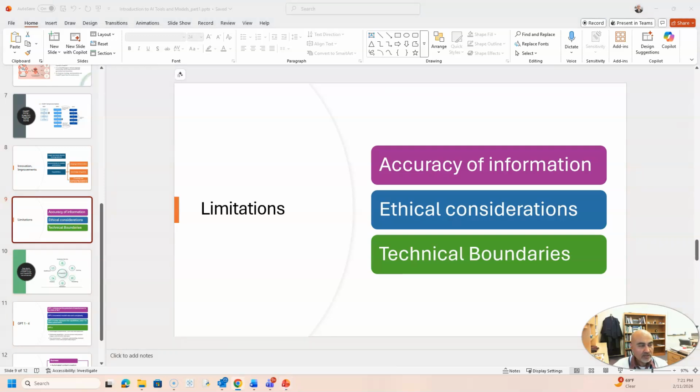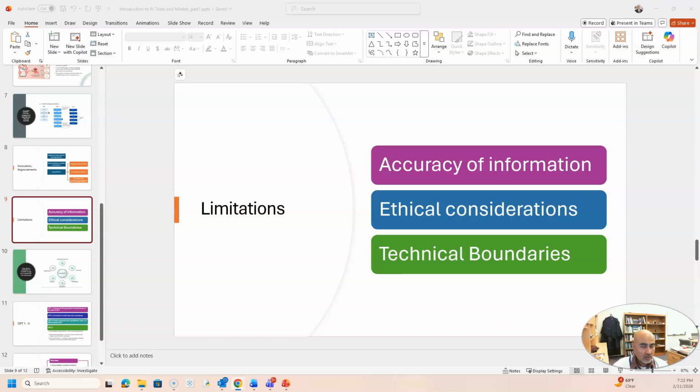So when we talk about the accuracy of information, even though it's using a vast knowledge base, ChatGPT can sometimes struggle with the accuracy and reliability of its responses. This is partly because the training data includes information only up to a certain point, making some of its knowledge outdated. For example, it may provide incorrect or obsolete information about some recent events or advancements in a certain field.